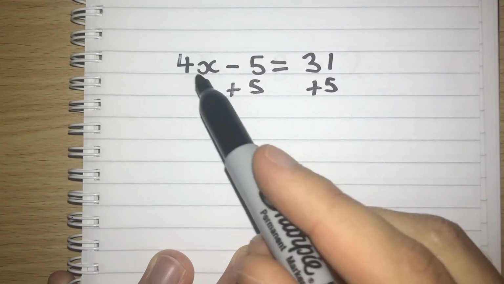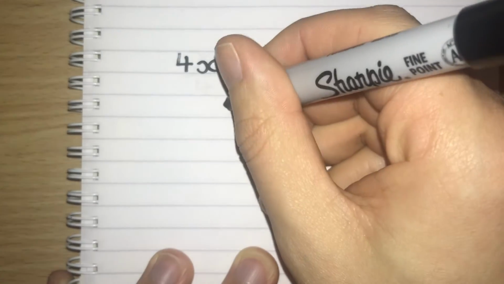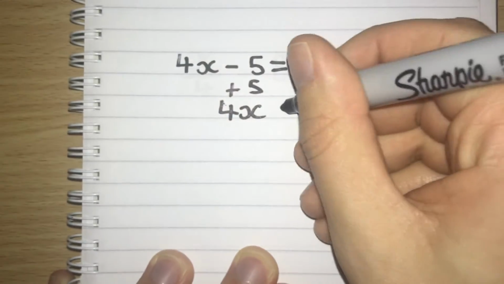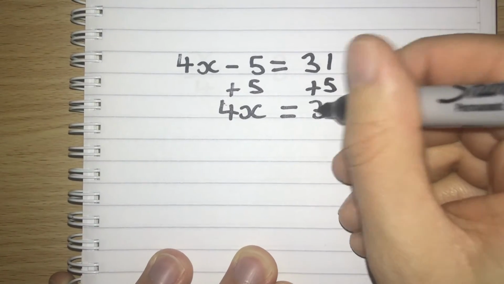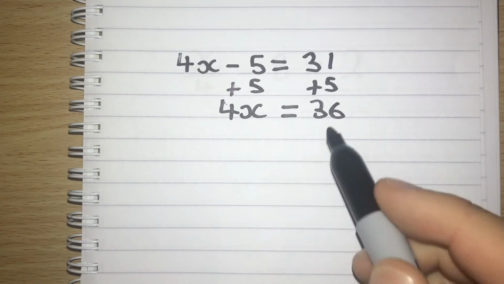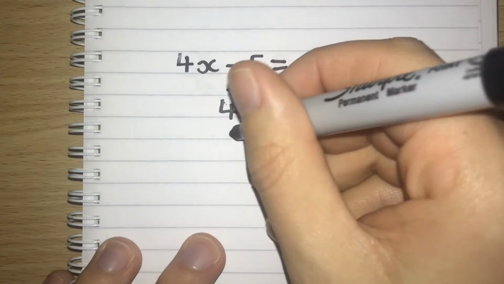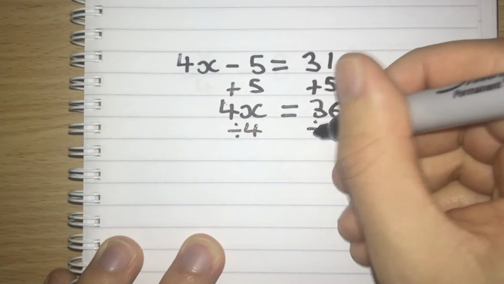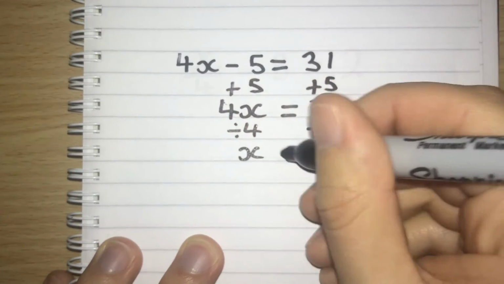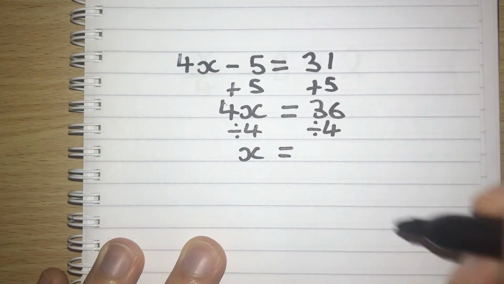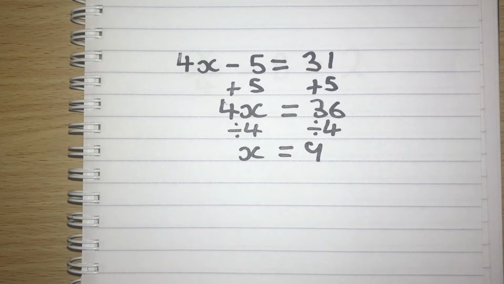Now on the left hand side, we're adding 5, we're just going to get rid of this minus 5, so we're left with the 4x. And on the right hand side, 31 add 5 gives us 36. Now we have 4x equals 36, so to get rid of this 4 we need to divide by 4. And of course we do that on both sides. So on the left, we're just left with x. And on the right, 36 divided by 4 gives us 9. So our answer for this one is going to be x equals 9.